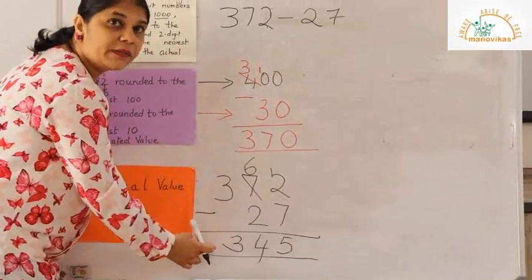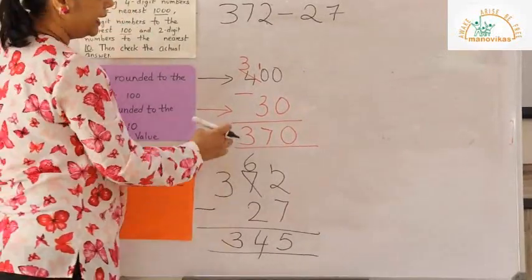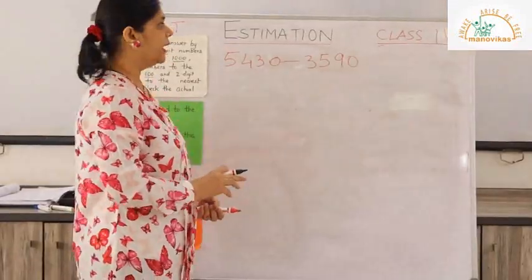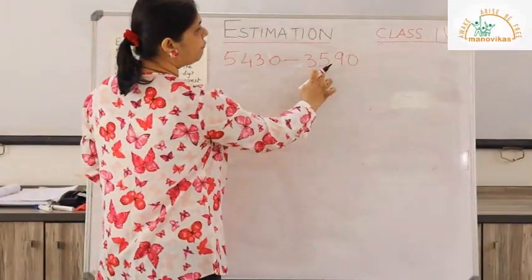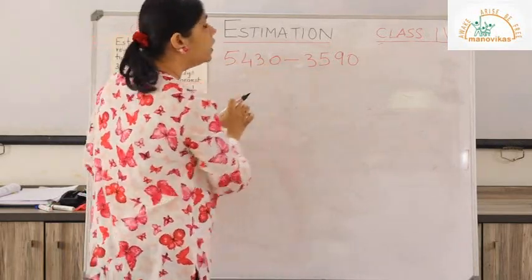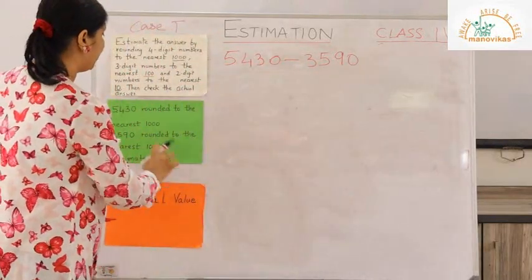And how much is the estimated value which we have got? It is 370, right? Here again we have to subtract 3590 from 5430. Let us find the estimated value first.